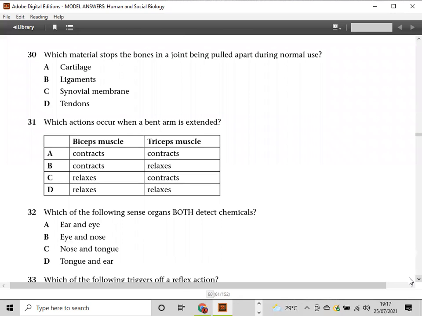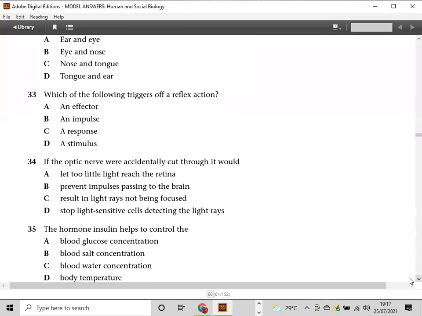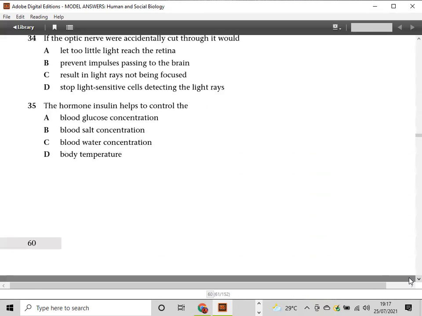Alright, so look at 31 and 32. 30, 31 and 32, medicine. Alright, so up to 34. Guys, I'm going to have to read fast now.